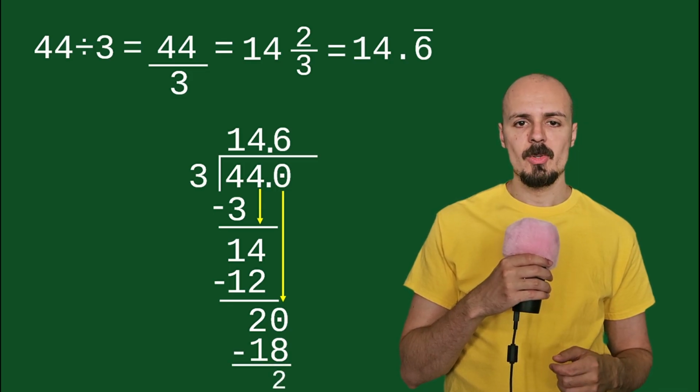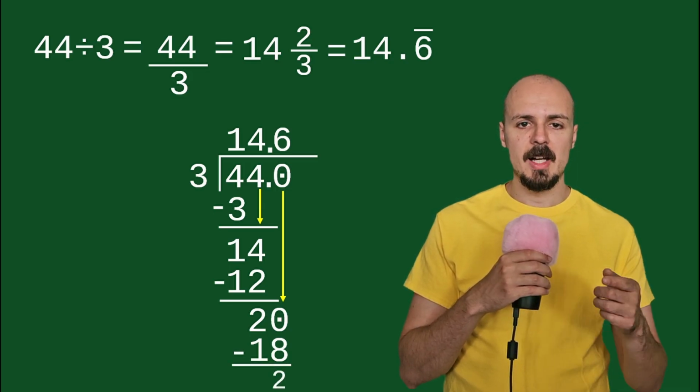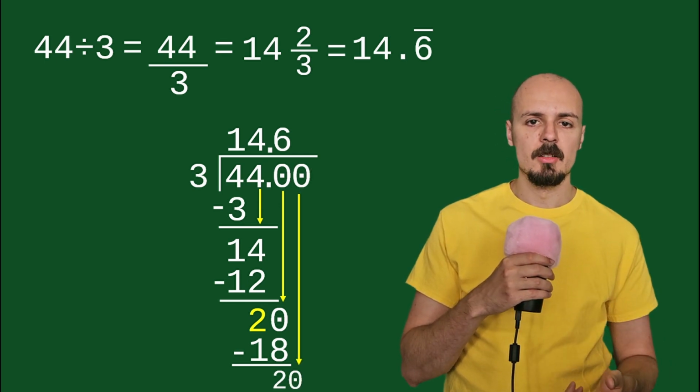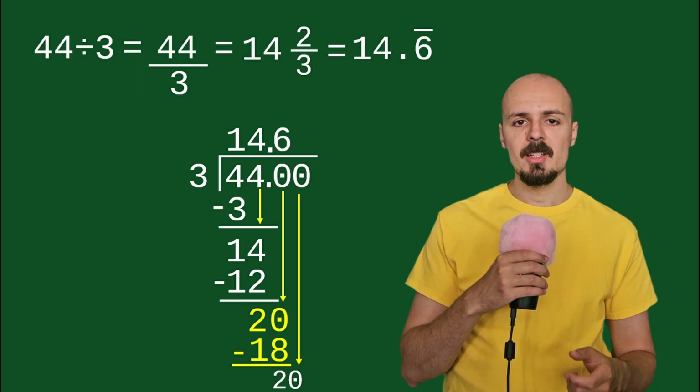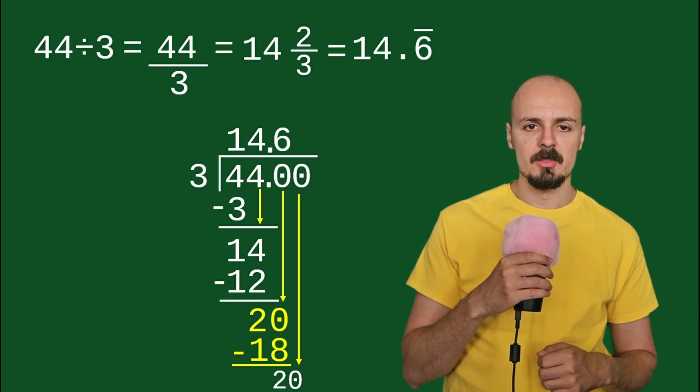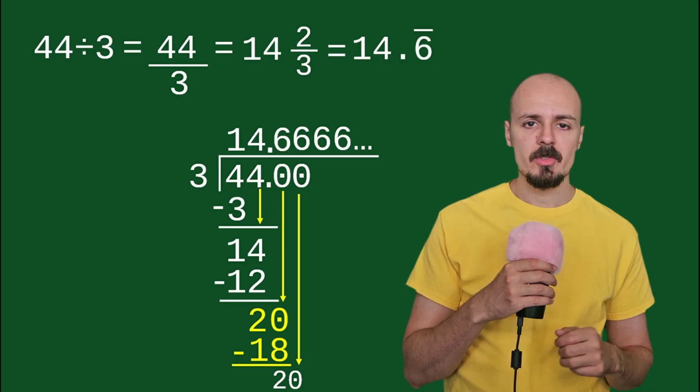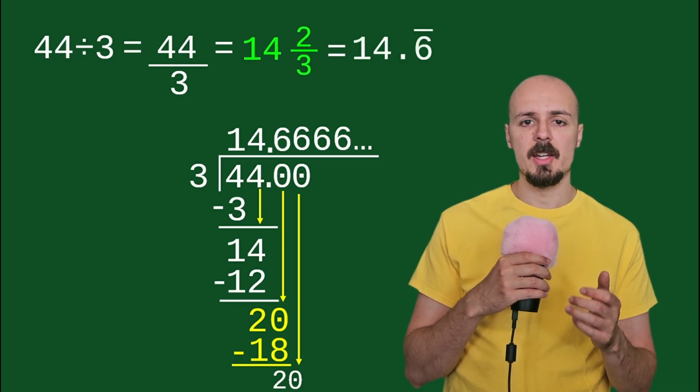Now remember, you already got a 2 back in the last step, and if you bring down another 0, you get 20 again. This entire step will repeat itself over and over and over, giving you an infinite string of 6's in your decimal. So once you notice that, you can also provide your final answer.